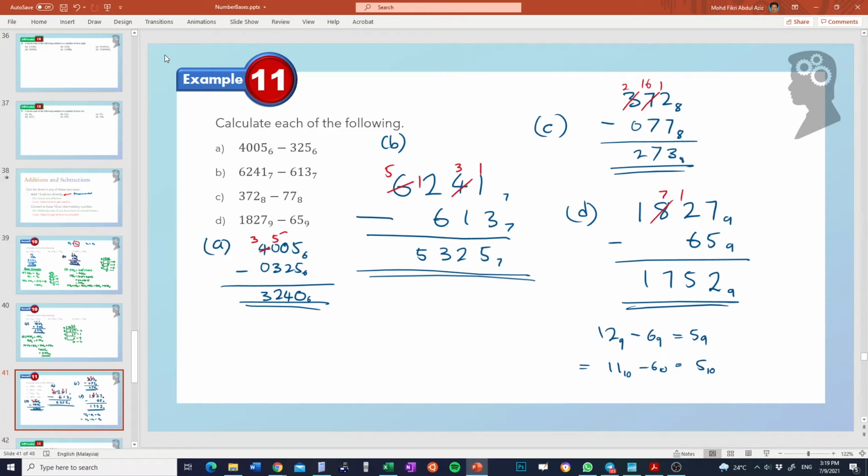Dan yang lain tu just bubuh sajalah 1, 7. So that is the answer. 1752 base 9. Boleh faham? Faham cikgu? Alright, good. Ya, faham dah. Very good.